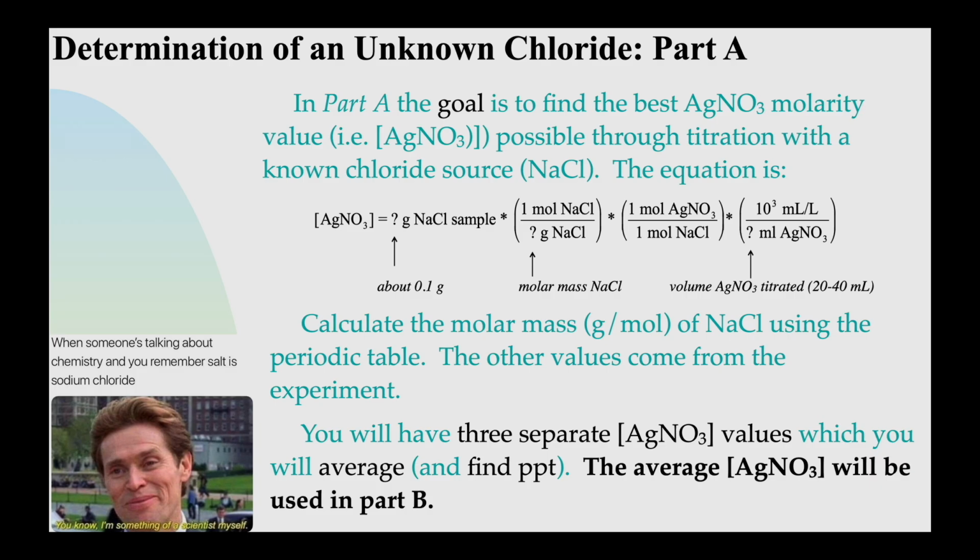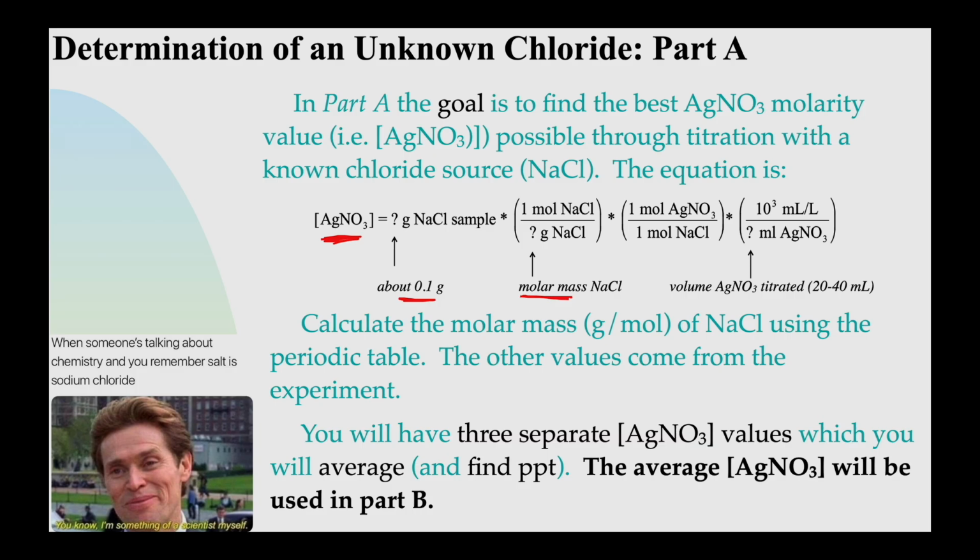So this is the symbol for silver nitrate. That's moles per liter. That means moles of silver nitrate per liter of solution. And so in this next part here, if you take the grams of silver chloride that you start with, and it'll be in this lab a number that's about 0.1 grams, you can turn it into moles, which is the next step. The question mark there is the molar mass.